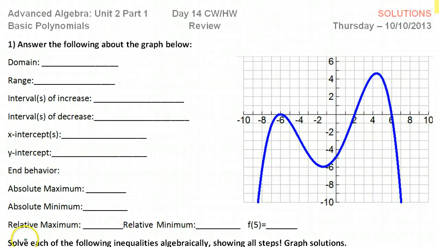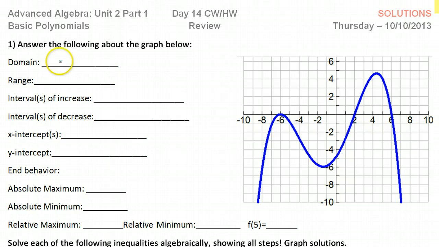Alright, we've come to the end of this unit on basic polynomials. It's really part one of a larger unit on polynomials. Obviously, we're dealing with basic polynomials this time. Next unit will be about more advanced polynomials. But this will be a review for the test that's coming tomorrow.